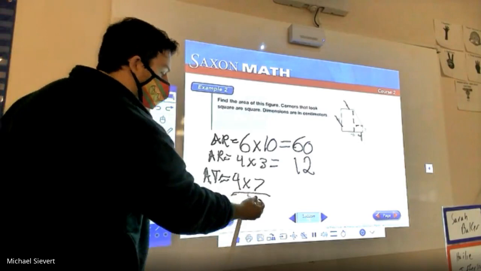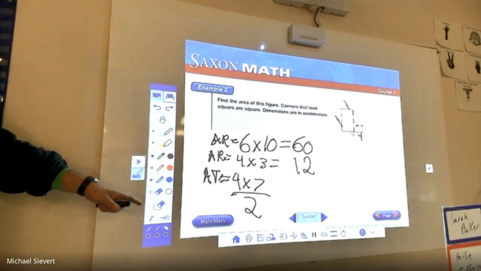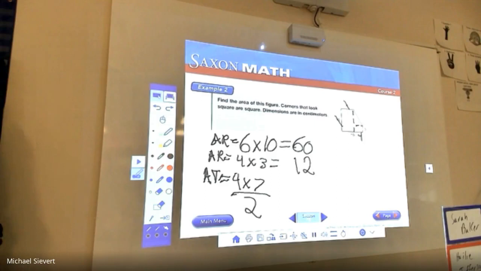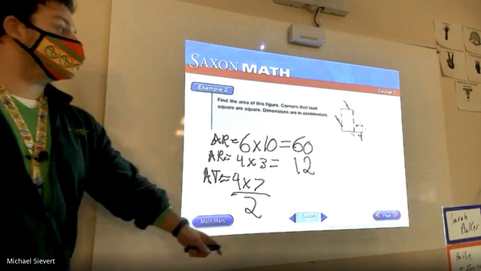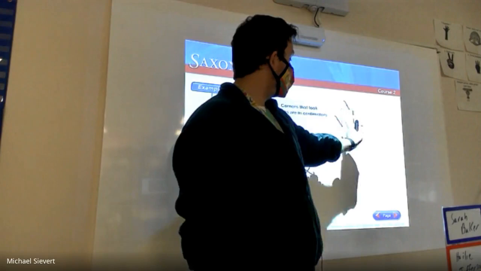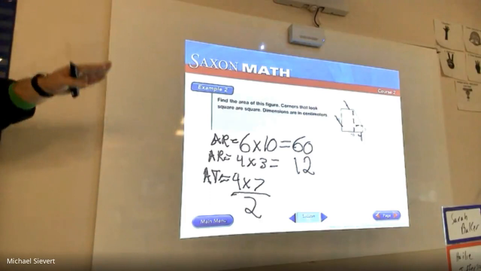Now, where did he get the 7 from? I don't even see a 7 on the board. Where did he get the 7 from? Josiah? He subtract. What did he subtract? He's right. 10 minus 3. Yeah, he took 10 minus 3 because here's the height over here that we can't use. It's already done and eaten, whatever. And the 10 over here, so you got to take that 3 out of 10. And then you got the same base as the small one.